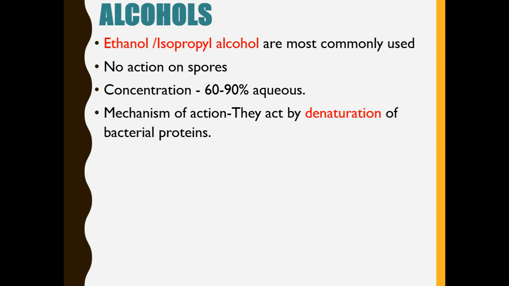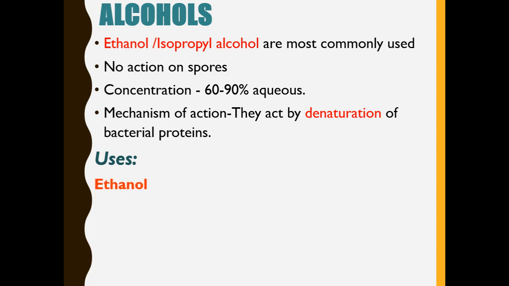If it is used in a very high concentration, it may not be able to act, because that will result in dehydration of the cell, and it will not be able to penetrate through the cell. That's why the optimum concentration must be used. Here the range of 60 to 90% in aqueous solution is mentioned, and I have already told that the optimum concentration commonly used is 70% alcohol.